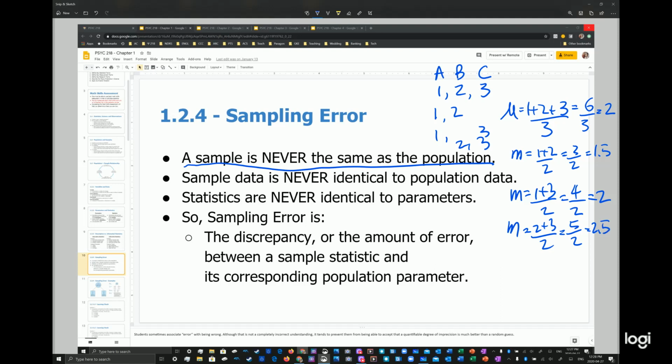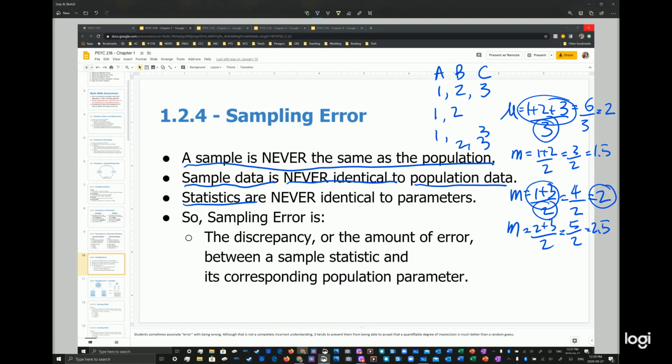So you can see here, the sample is never the same as the population as soon as you even ask one person fewer than the population. That's a sample, not a population. And the data that you get is never the same as the population data, even if it's close. But remember, the statistics themselves are not the same either. Yes, you may get the same number, but the way you get that mean, the numbers themselves, are different.